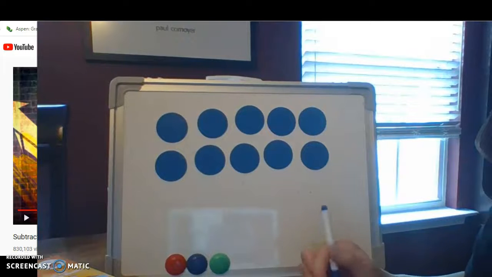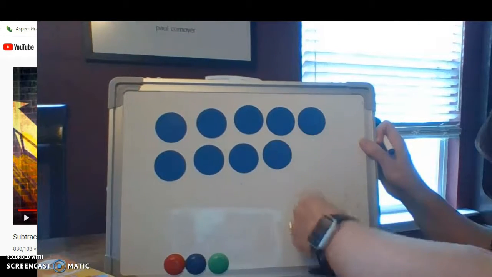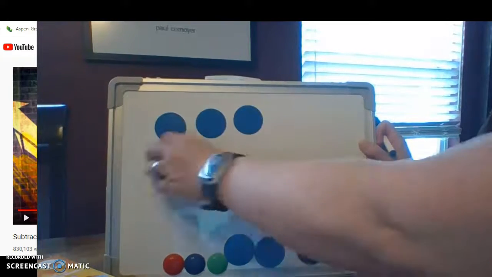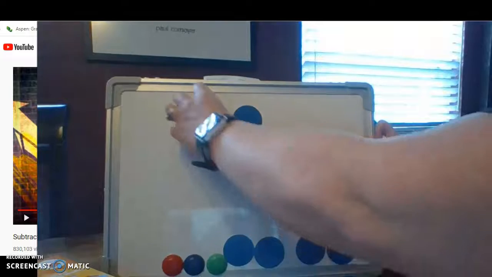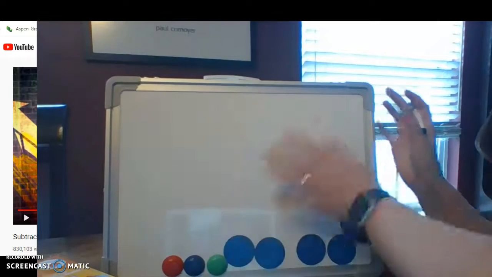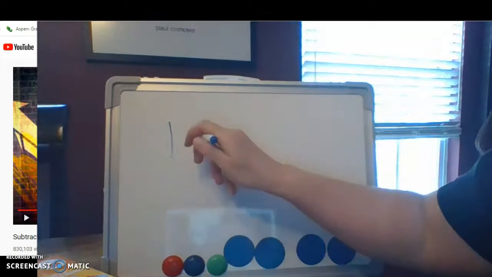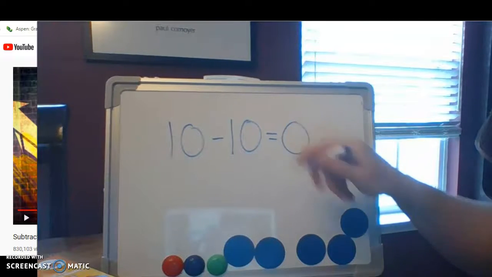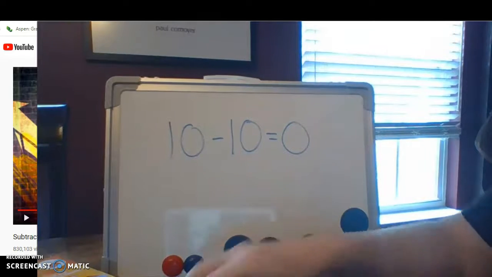So let's say that Stephanie had 10 French fries. And she ate all 10. She ate them all. She had 10 French fries. She ate all 10 fries. How many does she have left? Up here, right? 0. So 10 minus 10 equals 0. She has none left. Good job.